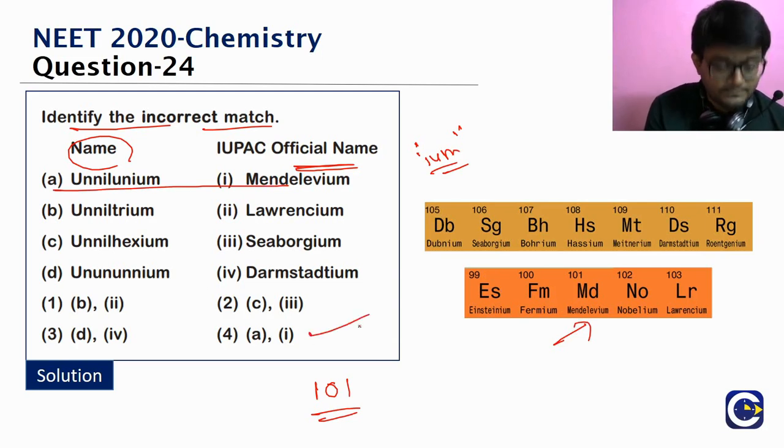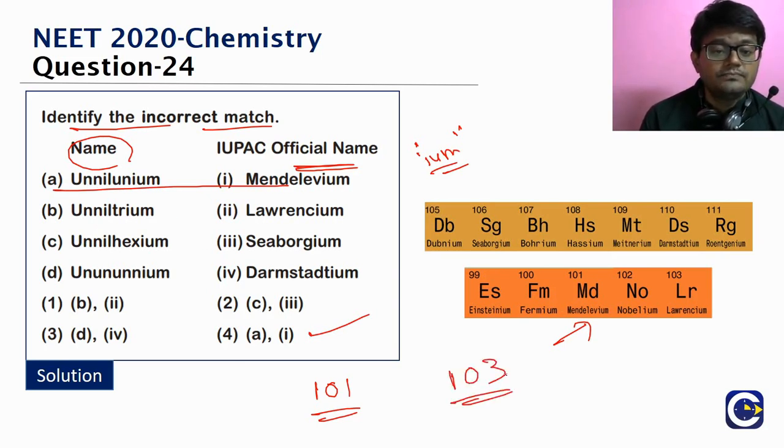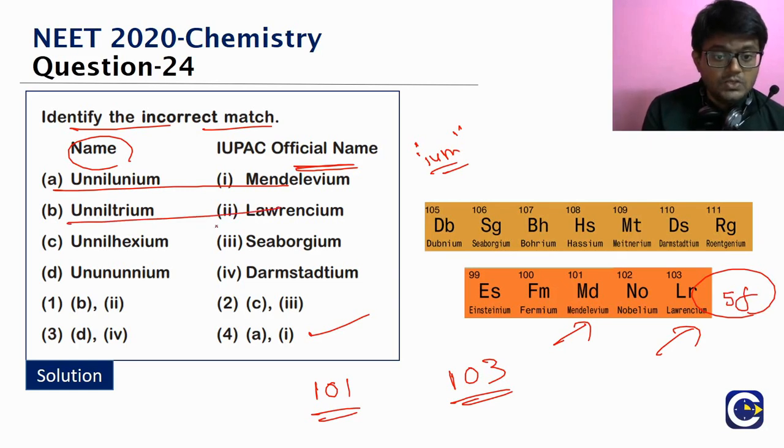Okay, then un, nil, trium. Un is 1, nil means 0, tri means what? 3. 103. What is the element with atomic number 103? Lawrencium. So both mendelevium and Lawrencium belong to what? The actinoid series, the 5f series. So this is also correct. So B is matched to 2, that is also correct.